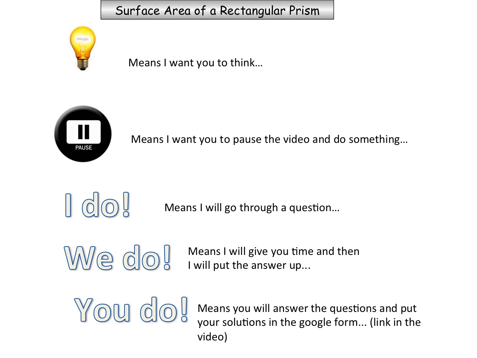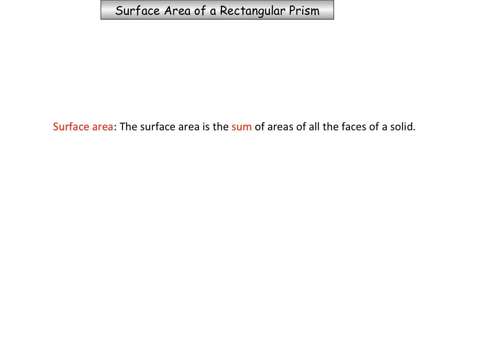Welcome guys. In this video we're going to have a look at the surface area of a rectangular prism. Just to start off, what is surface area? By definition, the surface area is the sum of all the areas of the faces of a solid. So no matter what solid it is, it's just the external areas of all the faces.